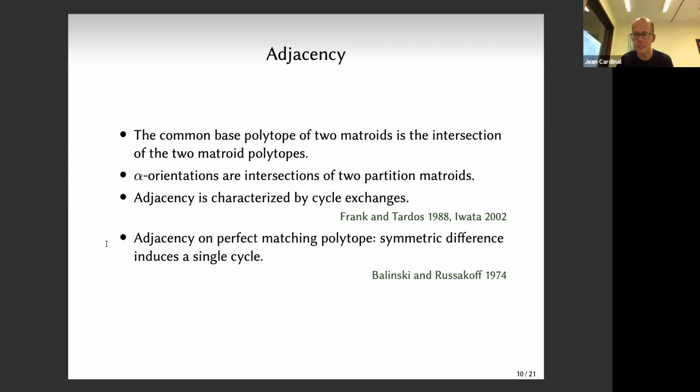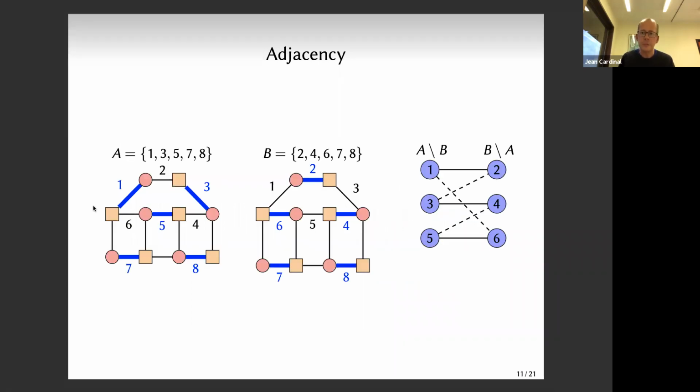The adjacency characterization is an old result by Balinski and Rispoli, and the generalization to any intersection of two matroids is due to Frank and Tardos, and there's a shorter proof from about 20 years ago by Iwata. So here's what it gives for perfect matchings on the bipartite graph that I showed before. You have two perfect matchings. One partition matroid says there must be one outgoing edge from the red vertices, and the other says there must be one incoming edge to the orange square vertices. The intersection of those is exactly the perfect matchings, by definition.